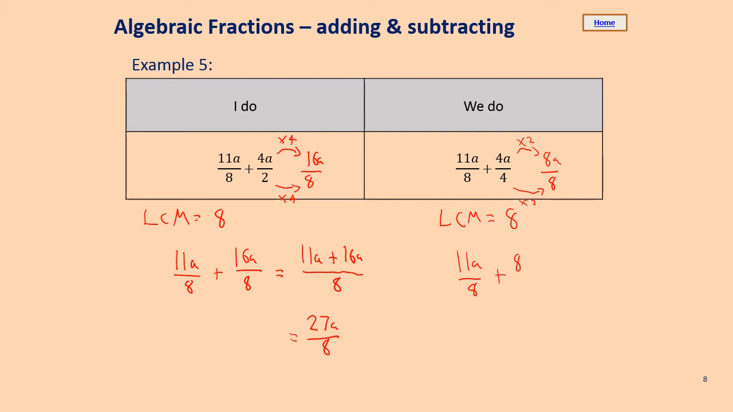And now I can add them together because they have a common denominator. So write them as one fraction, 11a plus 8a over 8. 11a plus 8a gives 19a over 8. And this can't simplify, so that is my answer. Moving on to the next one.